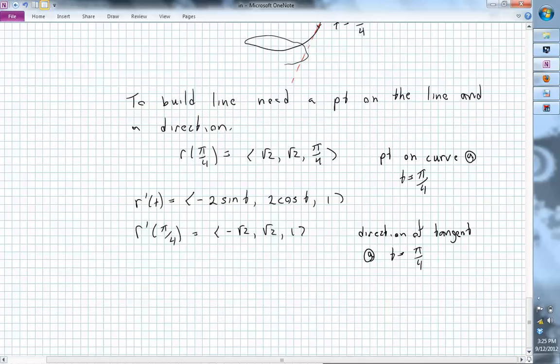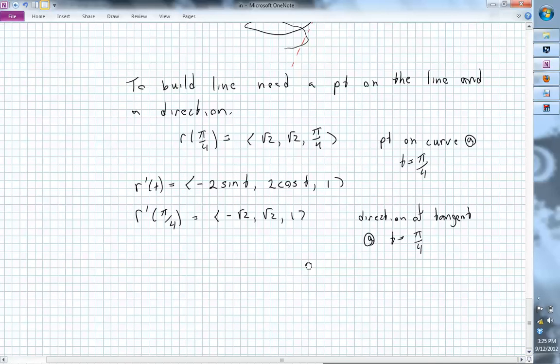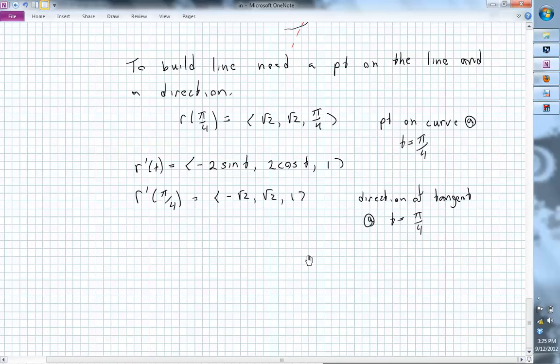Right? Now what? Yeah, it's actually easier than the equation of the line through two points. I just go straight here. L of s is, say, the point root 2, pi over 4, plus s times negative root 2, 1. And that's the equation of the tangent line.